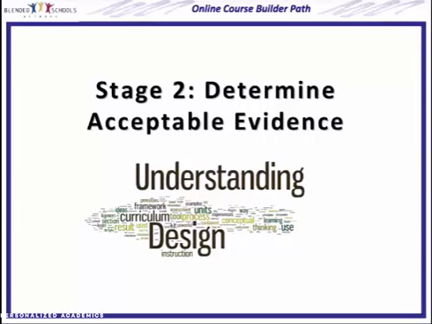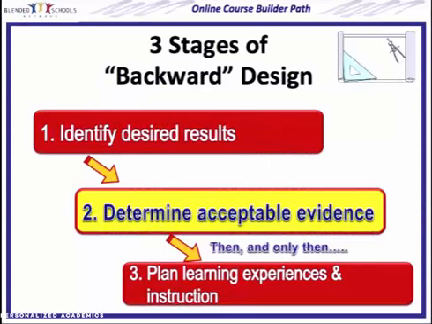Stage 2. Determine acceptable evidence. In the first lesson, we took a look at identifying desired results of the Understanding by Design model. Now we're going to focus in on determining acceptable evidence, Stage 2.